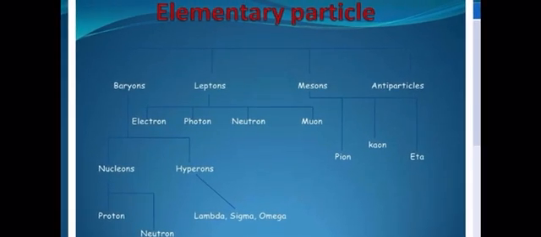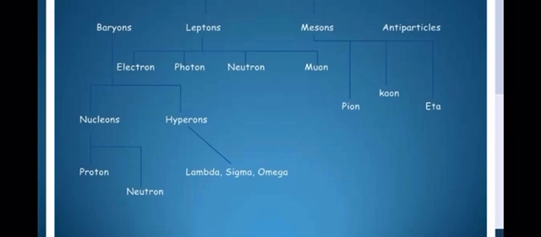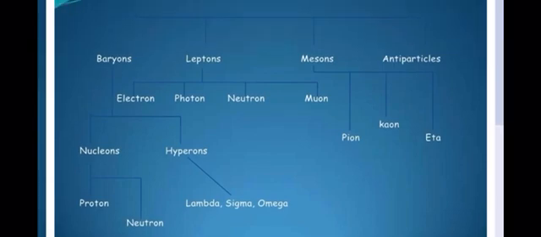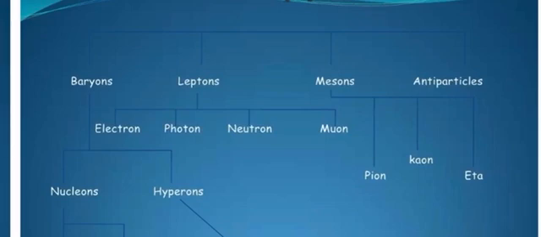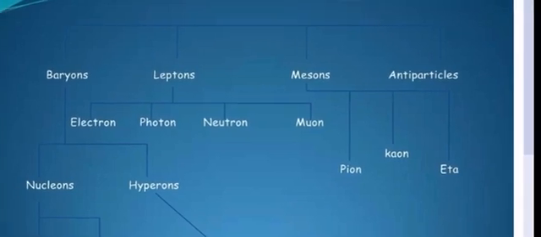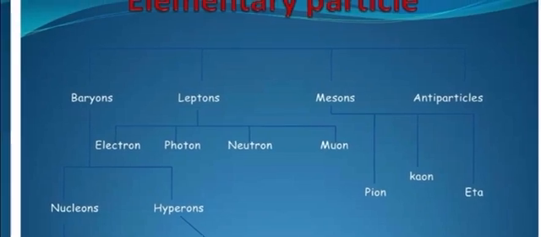So now let us talk about those elementary particles. The classification of elementary particles is as shown in this slide. The first one is the baryons. Baryons are further categorized into two categories, nucleons and hyperons. In the case of nucleons, we have protons and neutrons. In the case of hyperons, we have lambda, sigma, and omega. The next one is the leptons, that means the electron, photon, neutrino, and muons. The next one is the mesons. Mesons have pions, kaons, and eta. And the last one is the antiparticles.